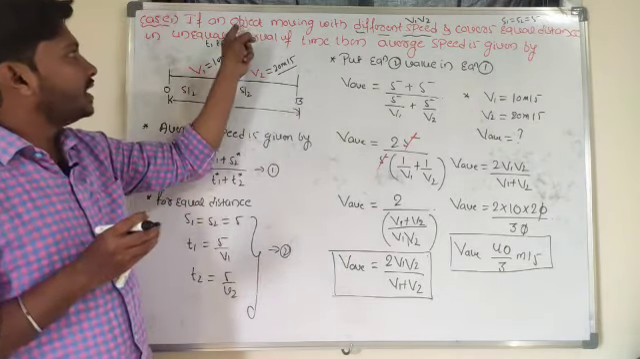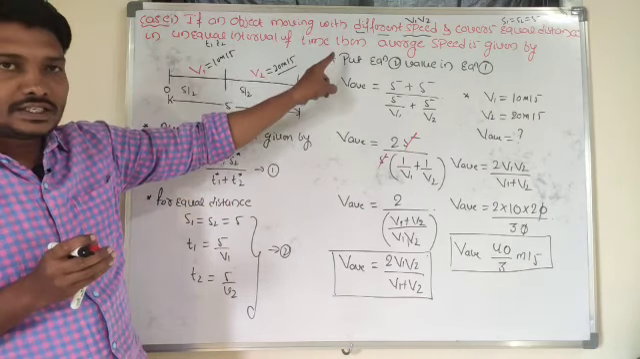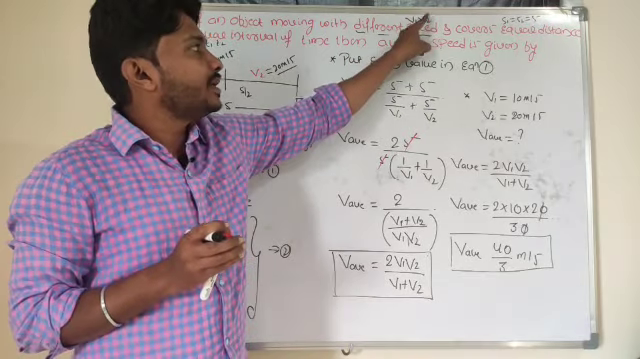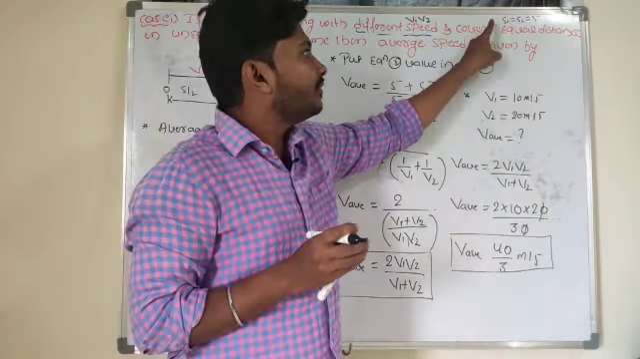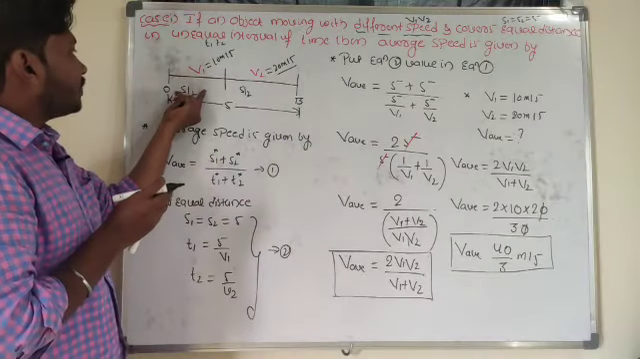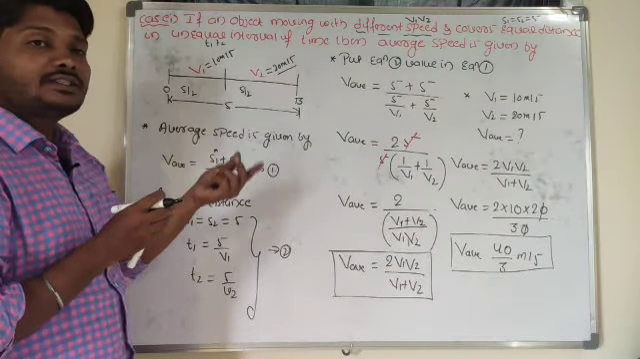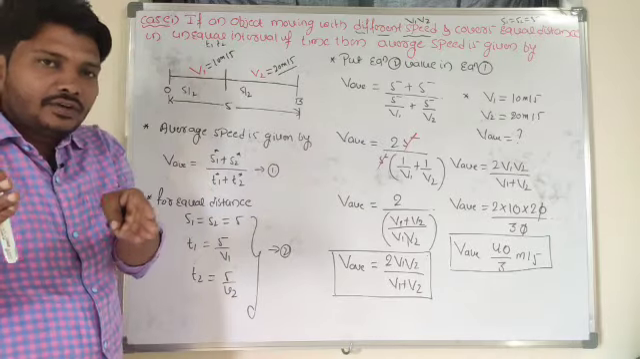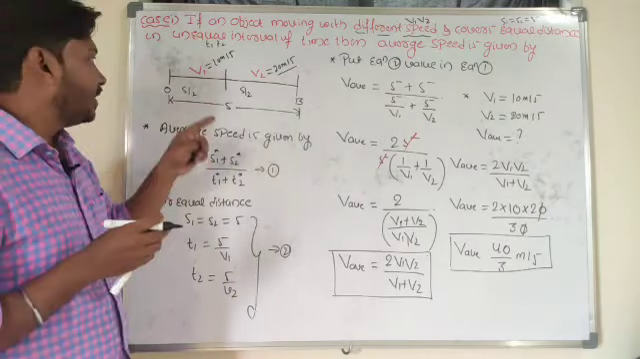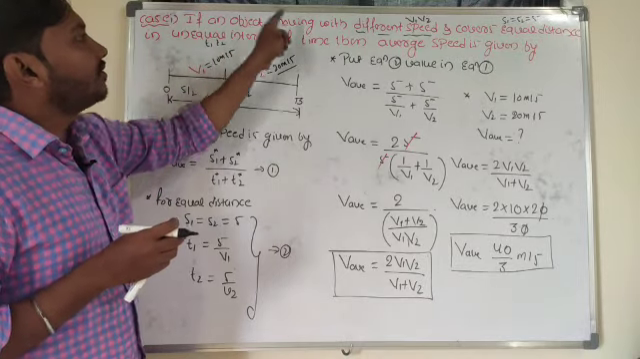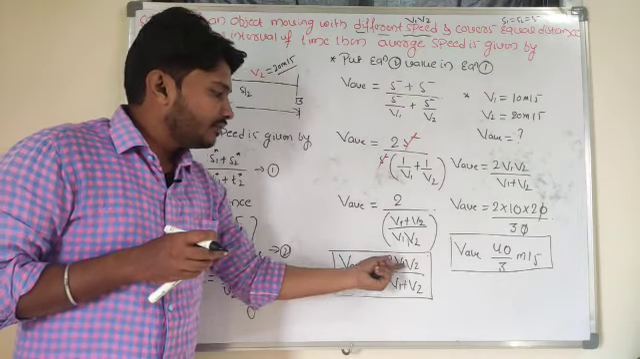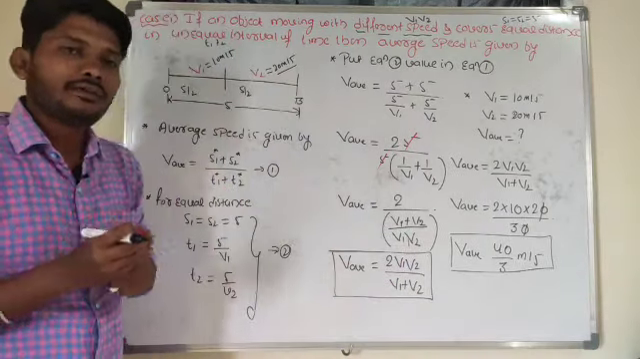Why? Because I derived the expression for the average speed of the object when the object is moving with different speeds v1 and v2 and it covers distances s1 and s2. Here the distance is the same, so first half means s by 2, second half also means s by 2, so the distance is the same in unequal intervals of time. So what is the generalized formula here? 2 times v1 into v2 divided by v1 plus v2.